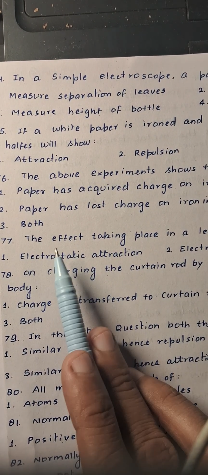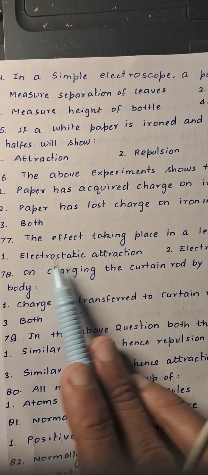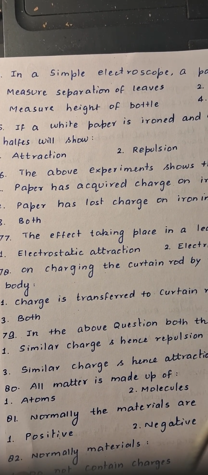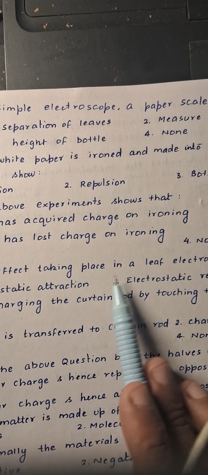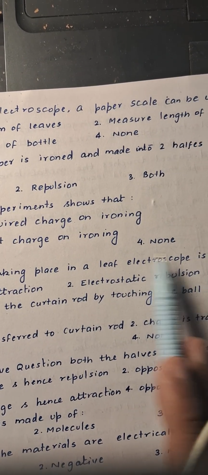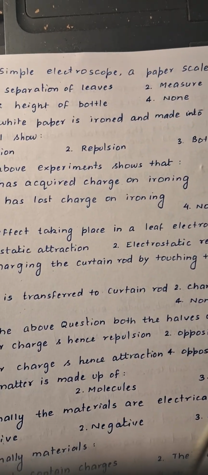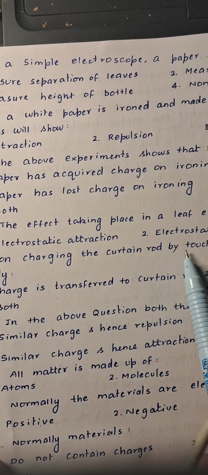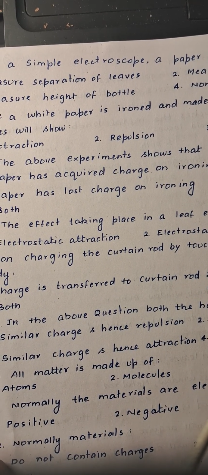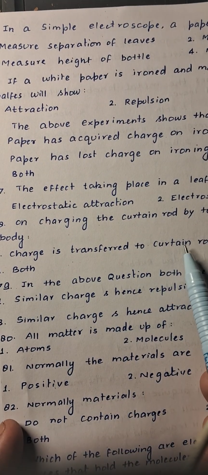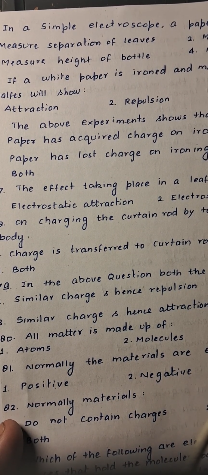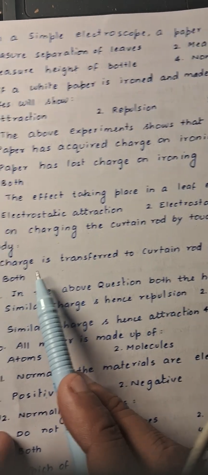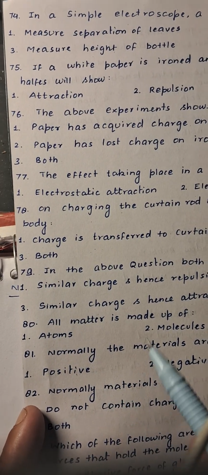Next is: the effect taking place in a leaf electroscope is electrostatic attraction, repulsion, or both. So in a gold leaf electroscope, the leaves diverge because of electrostatic repulsion. So the second option is correct over here, which is electrostatic repulsion. Next is: on charging the curtain rod by touching the ball end with an electrified body, charge is transferred to the curtain rod or charge is transferred to the aluminum foil. So here both the options are correct, hence the third will be correct over here.